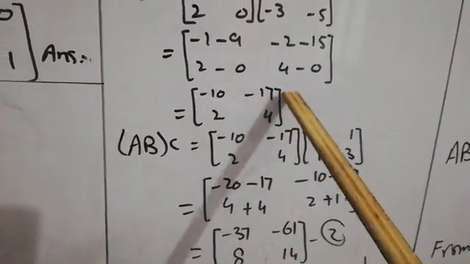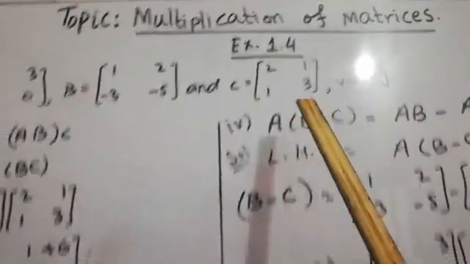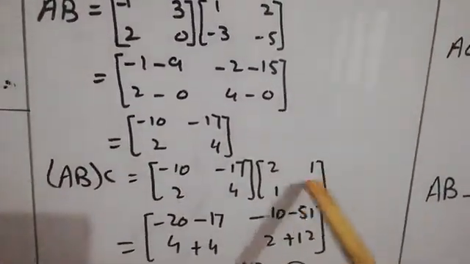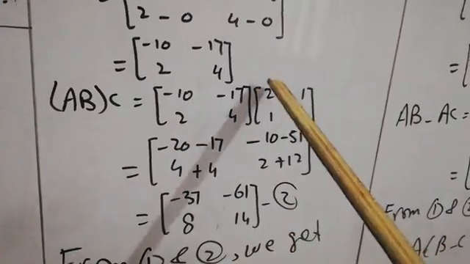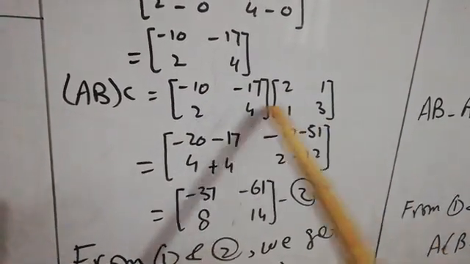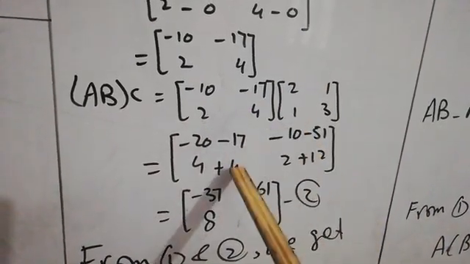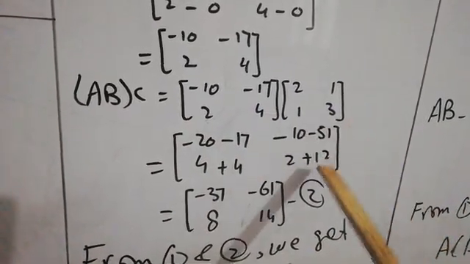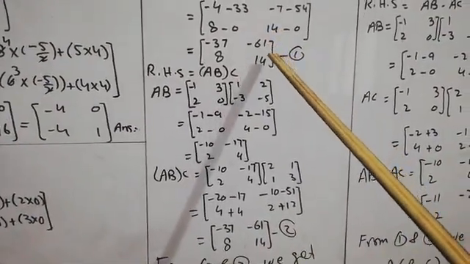So minus 10, minus 17, 2, 4 multiplied by matrix C, which is 2 1 1 3. So write the matrix C, 2 1 1 3, and then we will multiply: 10 2s are 20, 1 1s are 1, 10 1s are 10, 17 3s are 51, 2 2s are 4, 4 1s are 4, 2 1s are 2, 4 3s are 12. So we will add, and at the end, my dear student, now we will compare both results.